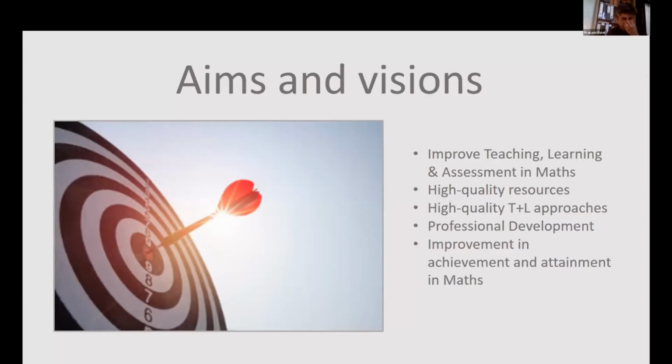Something else that Sarah and Tracy mentioned in the first presentation was about CPD. It's an opportunity to look at professional development and use this as an opportunity for professional development. And if we get some of these strands right, then hopefully we can see some good improvement in achievement and attainment in maths, particularly at GCSE and functional skills level 2, but also in other areas as well. So what was our central aim?